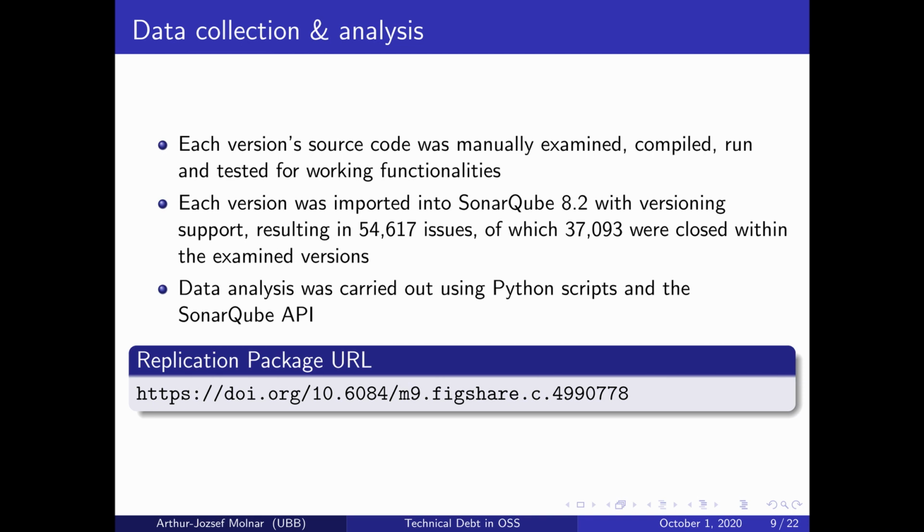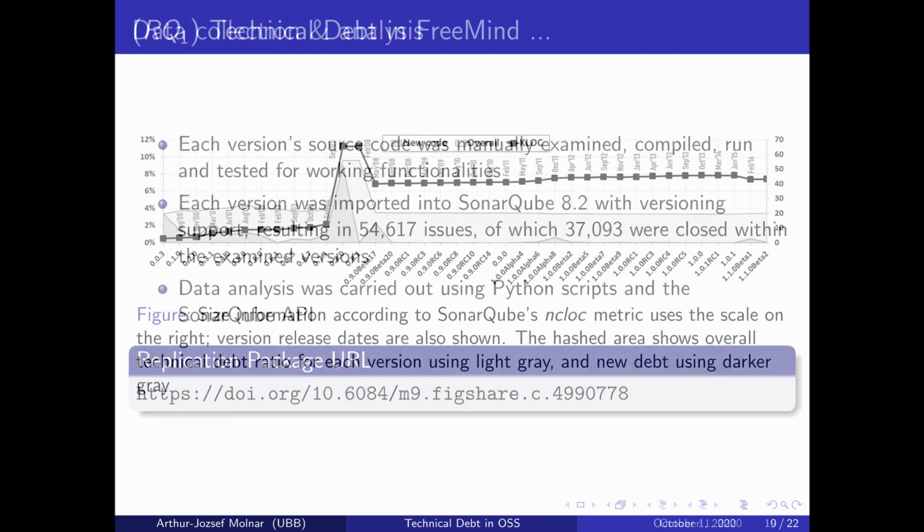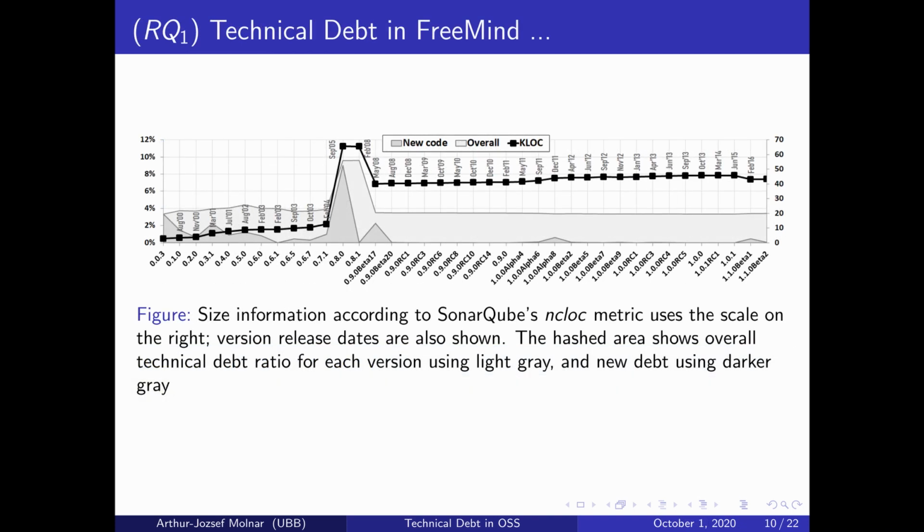Each version's source code was imported to a Sonar server that we configured to recognize consecutive versions of the same application. This allowed Sonar to close more than 37,000 issues that were no longer detected in newer versions. We made available the entire collected and processed dataset in the form of a replication package in order to facilitate replicating or extending our study. We now proceed to answer the 3 proposed research questions.